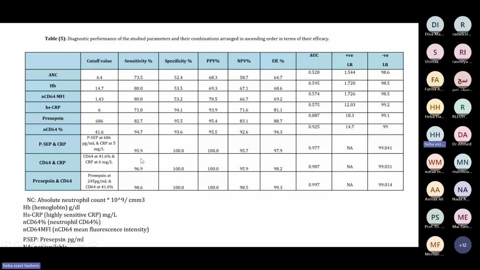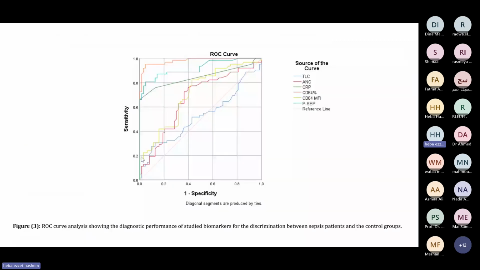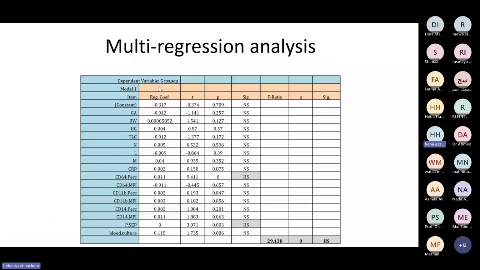This ROC curve demonstrates that CD64% achieved the highest AUC, followed by Procalcitonin, followed by highly sensitive CRP. Multiple regression analysis was also performed, or we did multiple models between the different biomarkers to know which panel of biomarkers achieved the highest diagnostic efficacy in general, and the highest diagnostic efficacy was achieved by this model.